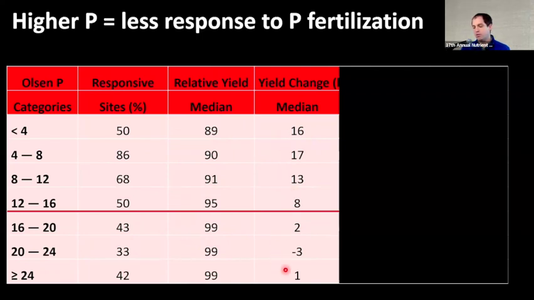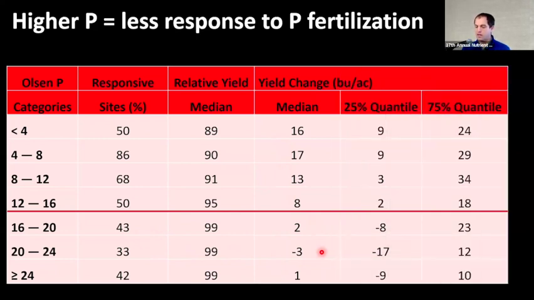Then once we get above that, yes, we might see a percentage responsiveness like over here, but that median value of response is pretty low. That's the median. This is just the middle 50% of the data, so between 9 and 24, to 2 to 18. Then once we get here, we have some negative responses, and we still had some that were up there. We're still trying to figure out some of those, and I'll get to that later in the presentation, but you can see that the range and increase becomes much lower once we get above those values when we're adding phosphorus.